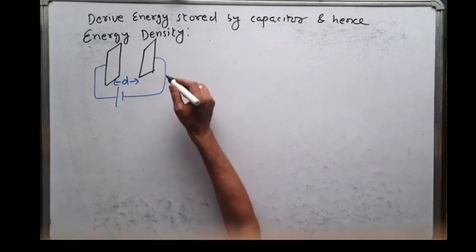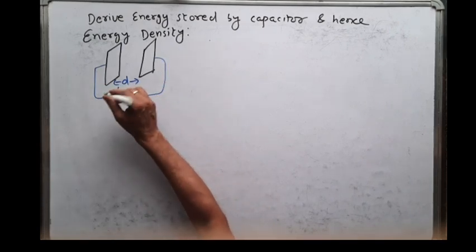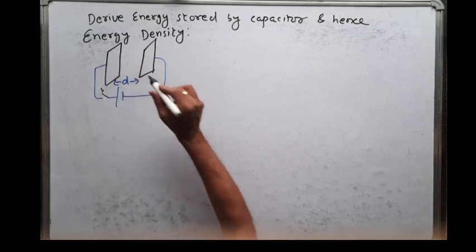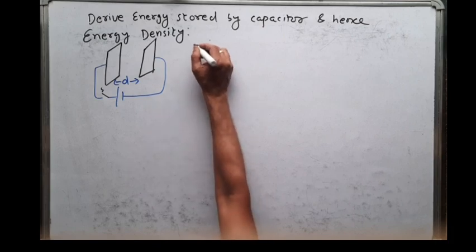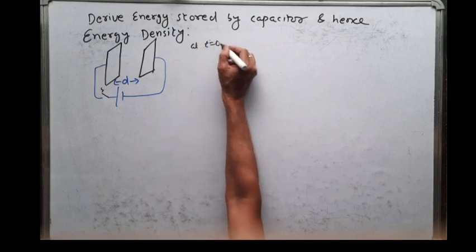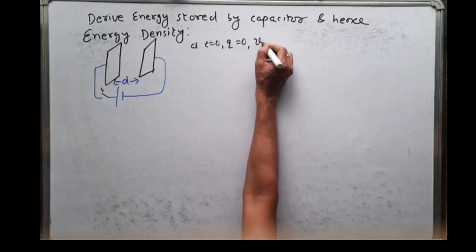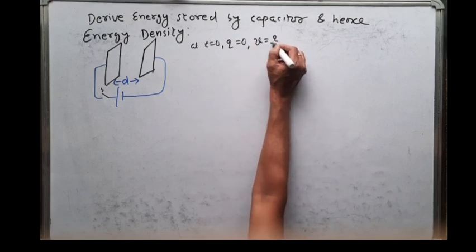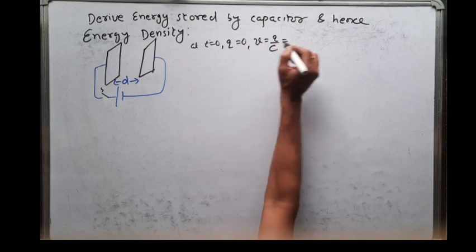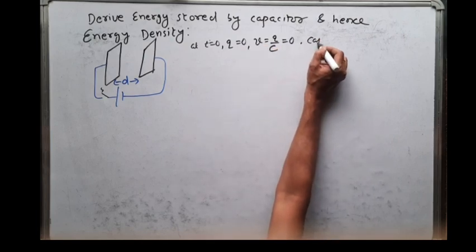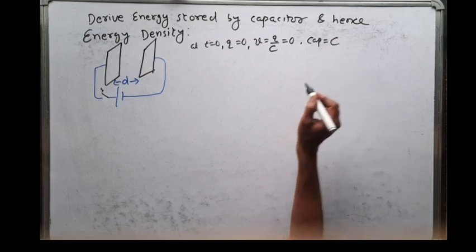Now see, suppose this is a switch. Initially this capacitor is not charged. So at t is equal to 0, what is the charge across the capacitor? It is 0. And what is the potential difference across the capacitor? V is equal to Q by C. So Q is equal to 0, so the potential difference is also 0. But what is the capacitance? Capacitance is equal to C.